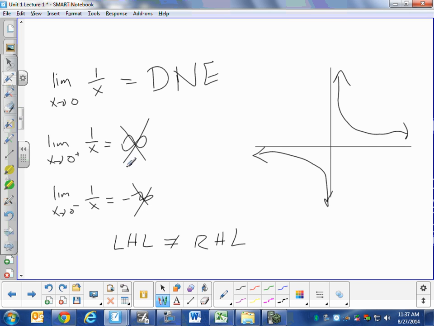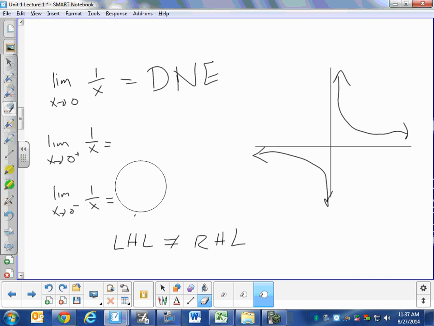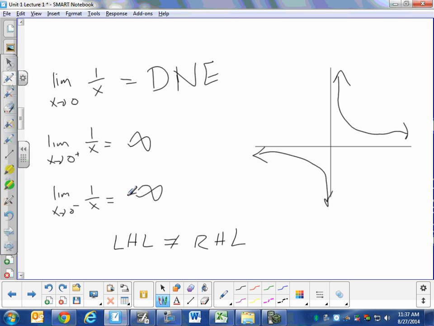Now, the reason why I'm crossing out these infinities is because it's either infinity or does not exist for both of these cases. This one being positive infinity, this one being negative infinity. Go ahead and just put positive infinity, negative infinity.